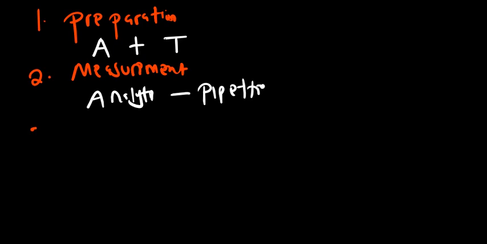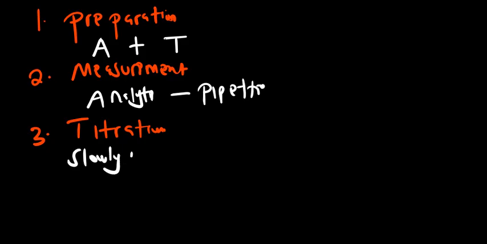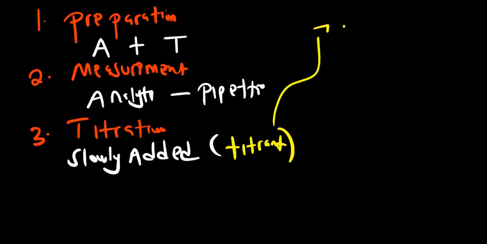Then number three, in simple terms, you can just go direct. You are going to now do the titration itself. So in titration now, you will be slowly adding the titrant. The titrant is what you know, it's coming from the burette. So the titrant is slowly added. What are we adding? The titrant. It's from the burette, like we said.